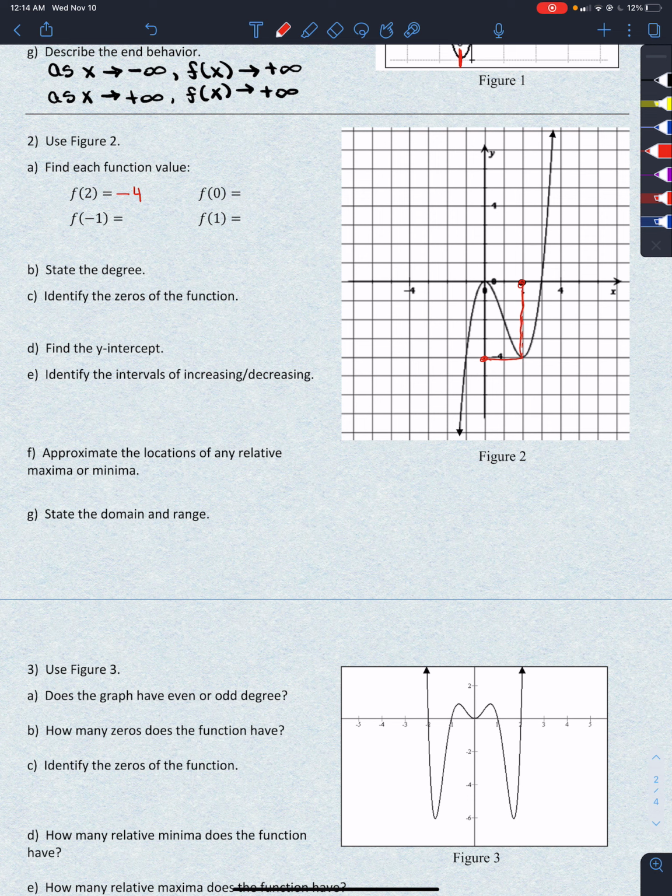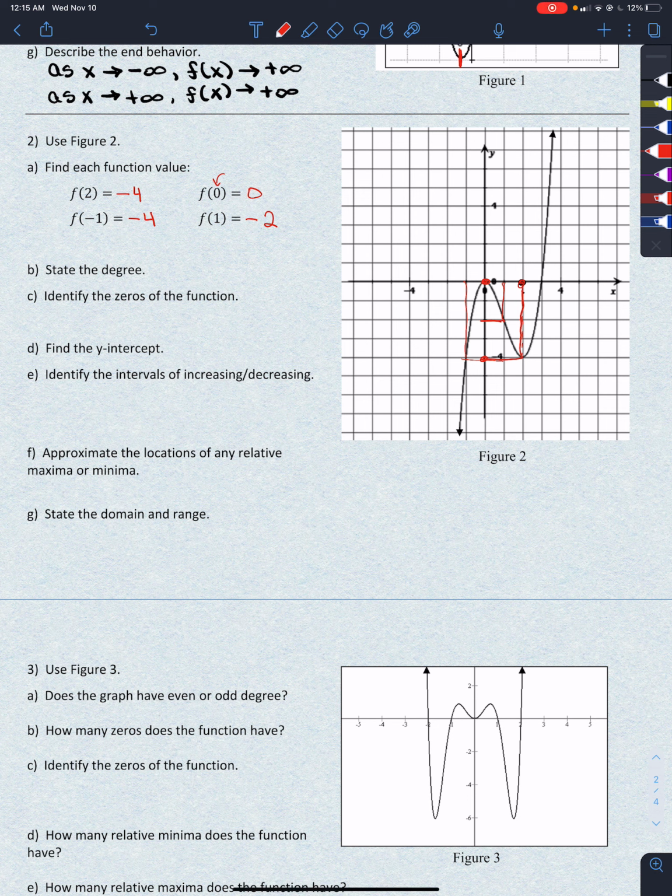When f of x is 0, so when f of 0, so when x is 0, what is the y value? Well, when x is 0, it's at the origin, so y is also 0. Okay. How about when x is negative 1? What is the y value at that point? That point is also at negative 4. Okay. And when x is 1, what is the y value at that point? In that case, y is negative 2.